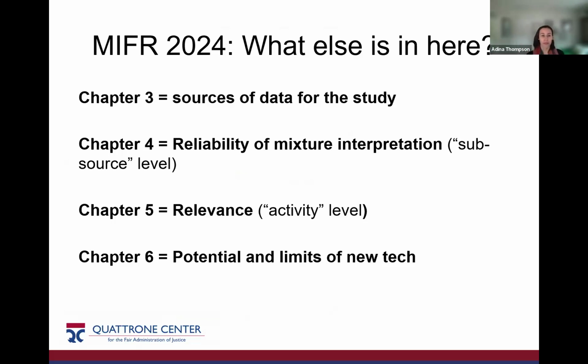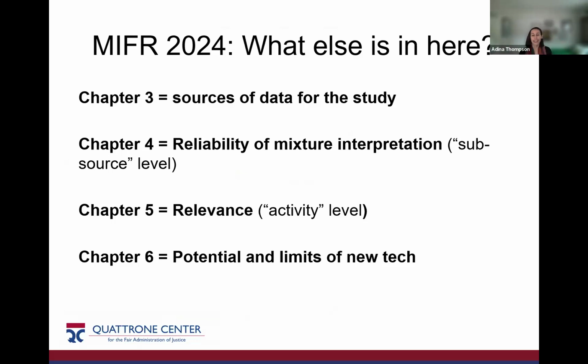In chapter 4, again, we talked about source levels. We talked about propositions. Chapter 4 looks at subsource level propositions. But again, don't worry about the language. Think about reliability of mixture interpretation. How correctly are we figuring out what data is in there and who the data belong to?